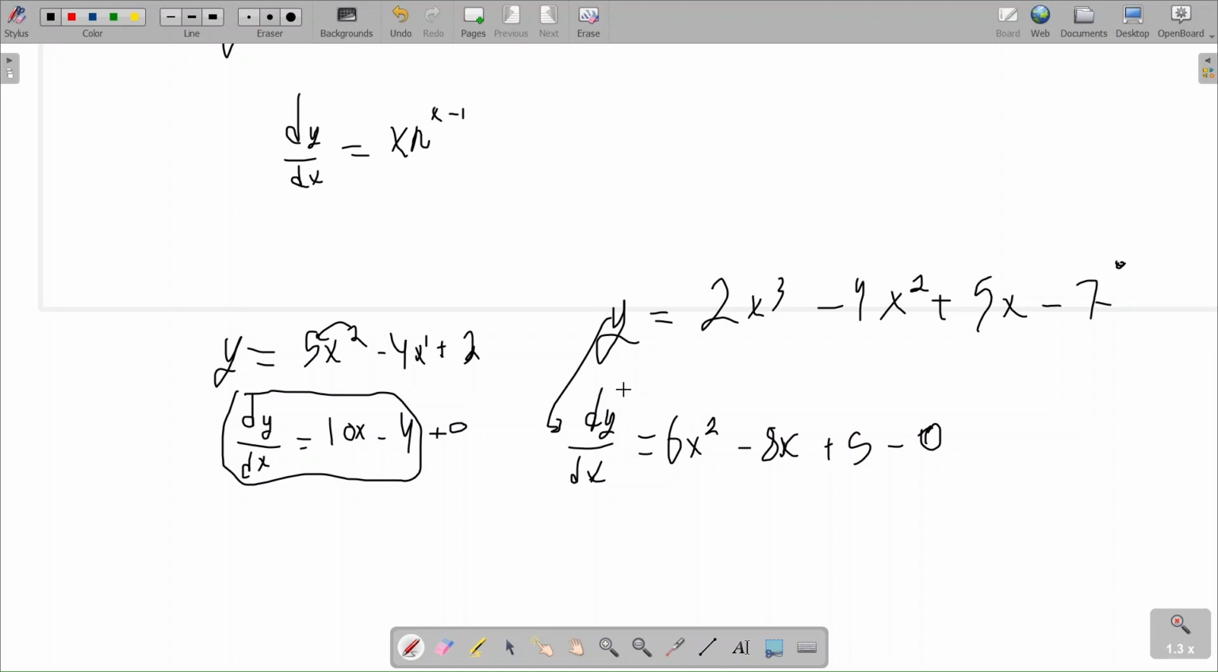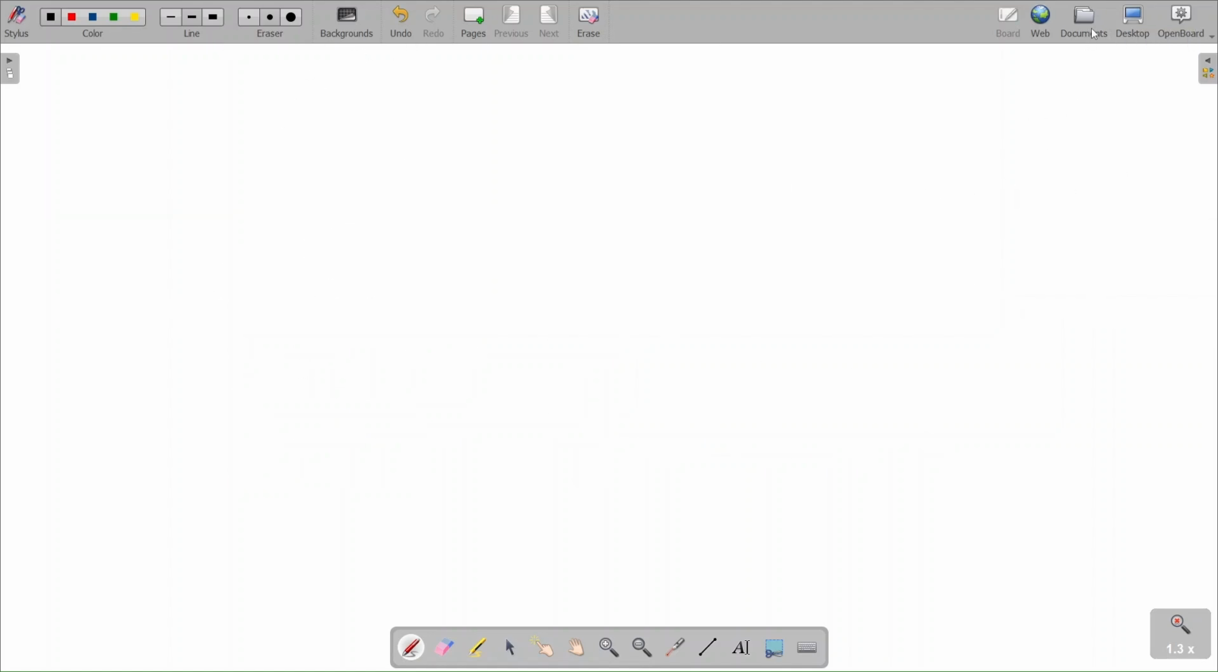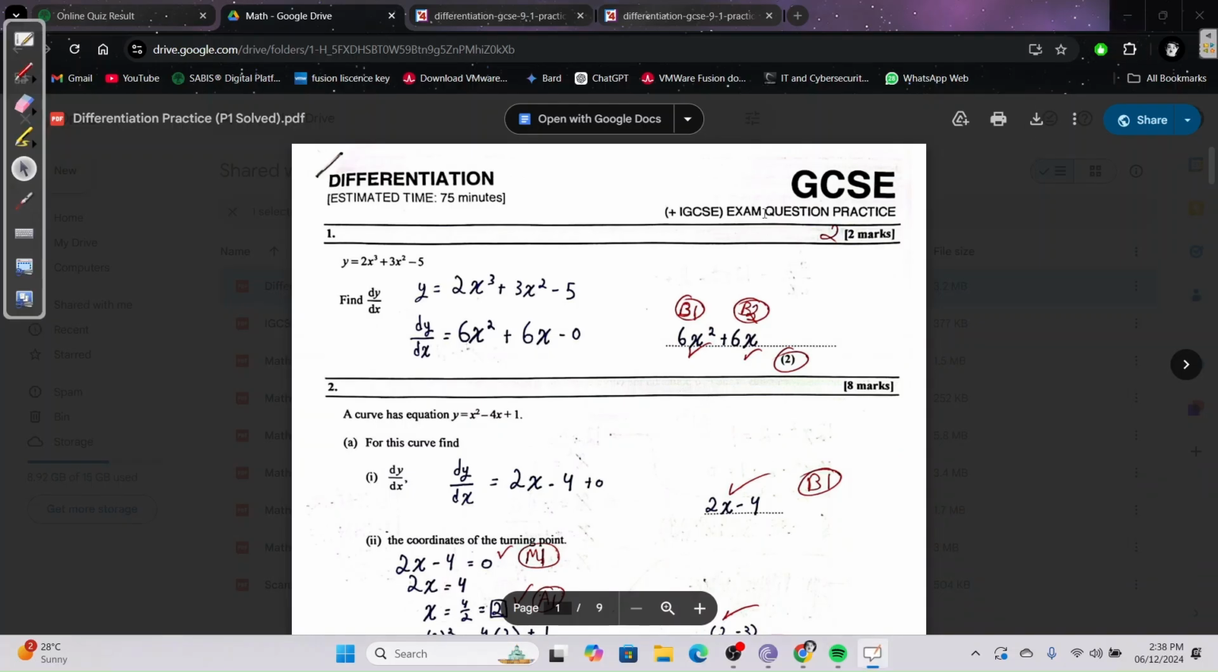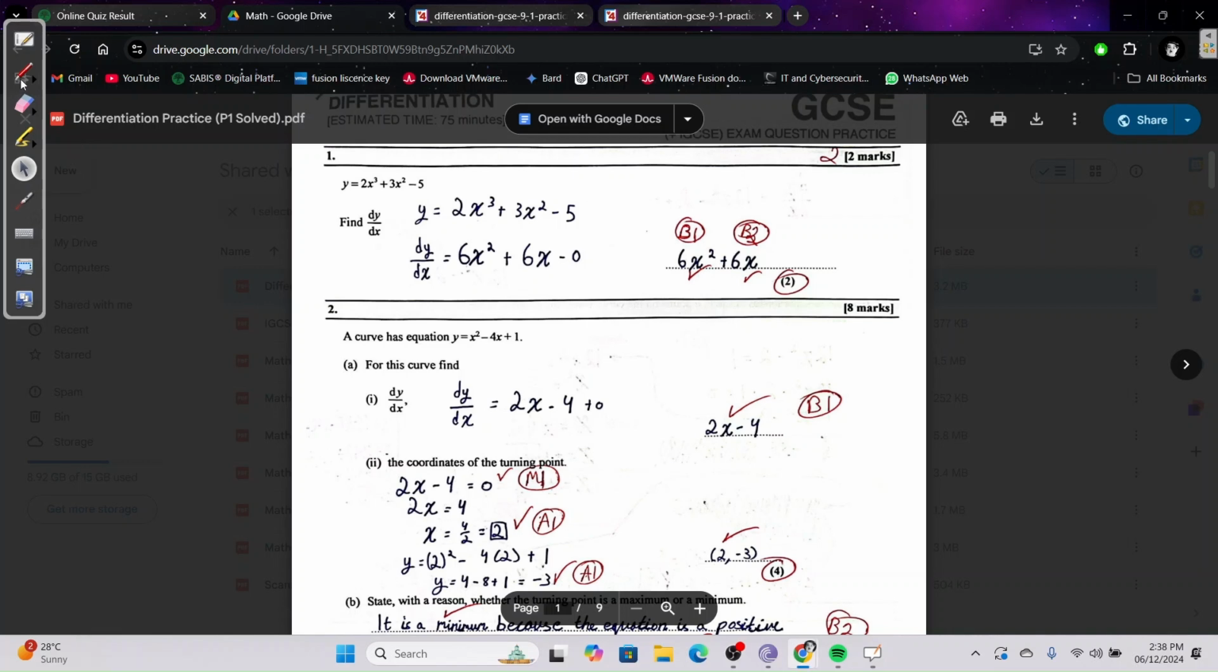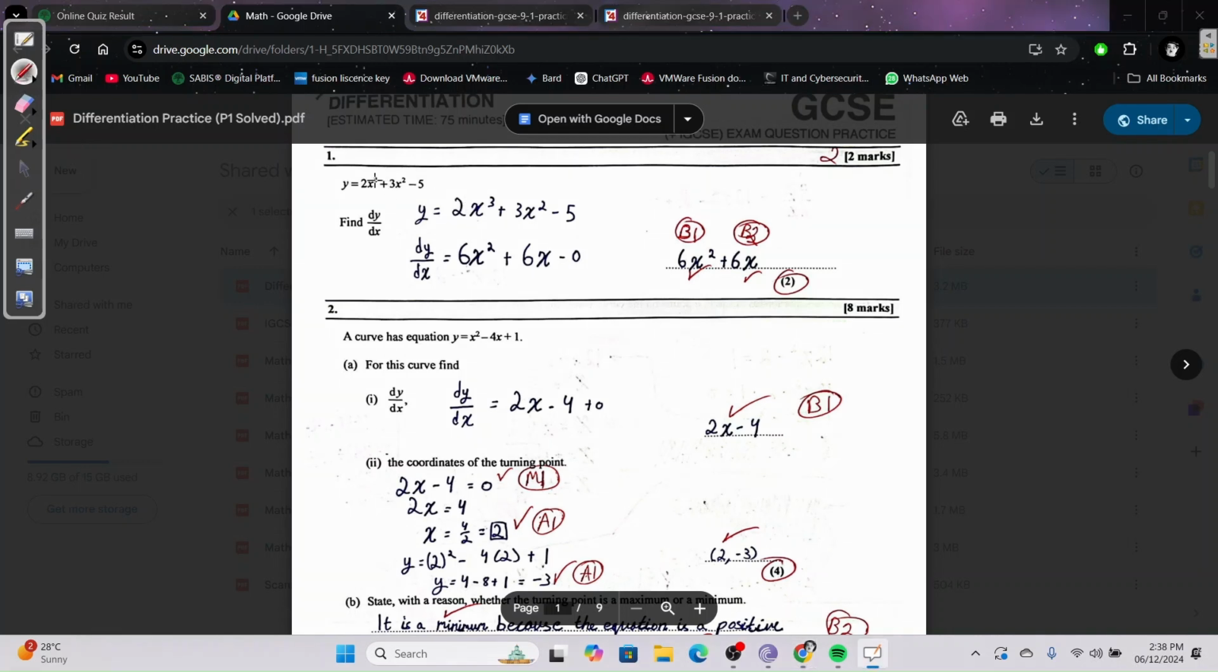Okay? Now that you know this, you're going to move on to the actual worksheet. So let's start. Easy question at the start. y equals 2x cubed plus 3x squared minus 5. Now, multiply 3 times 2, 6. Reduce the power by 1, squared. So 6x squared. We'll just write it down.